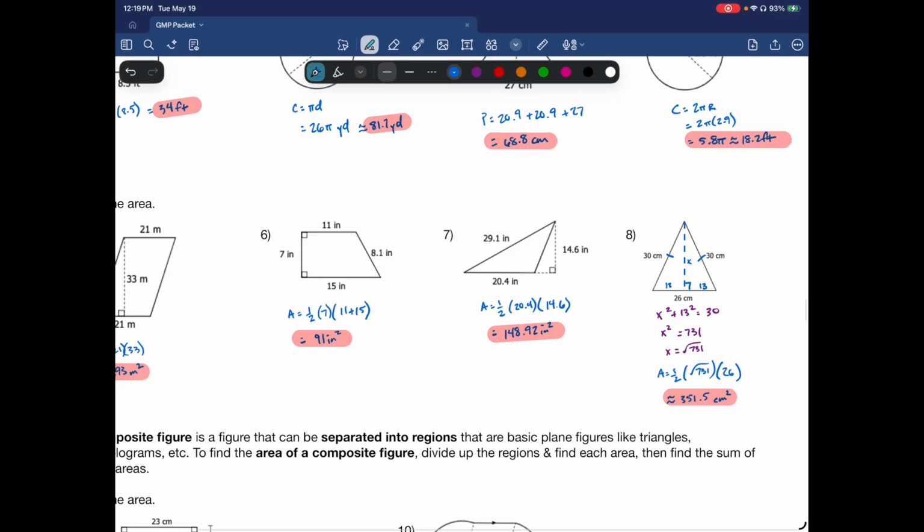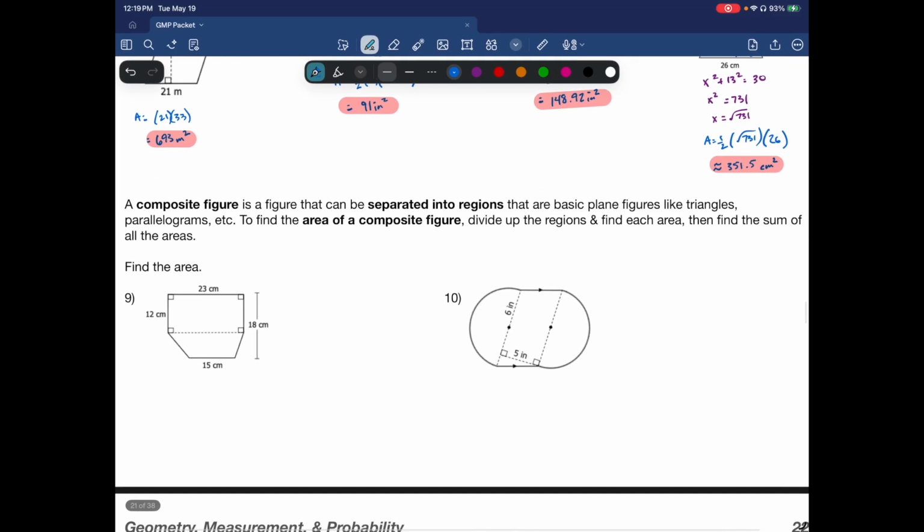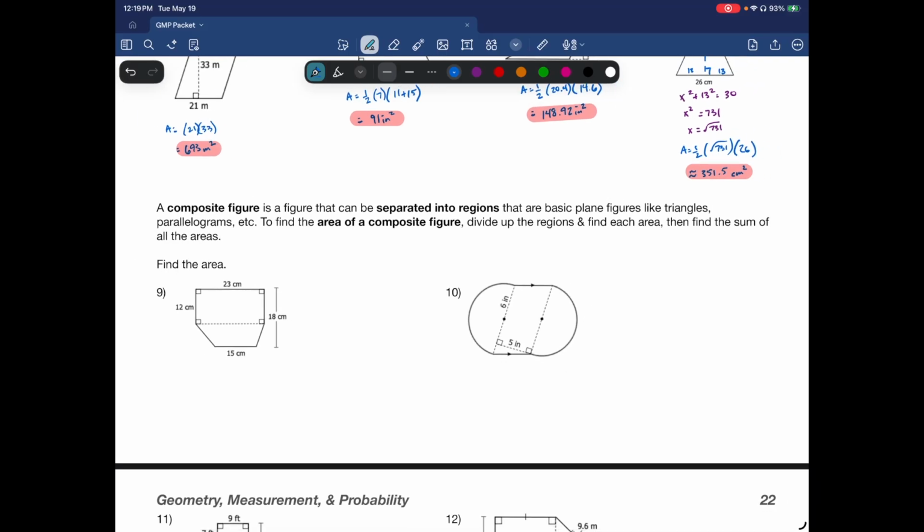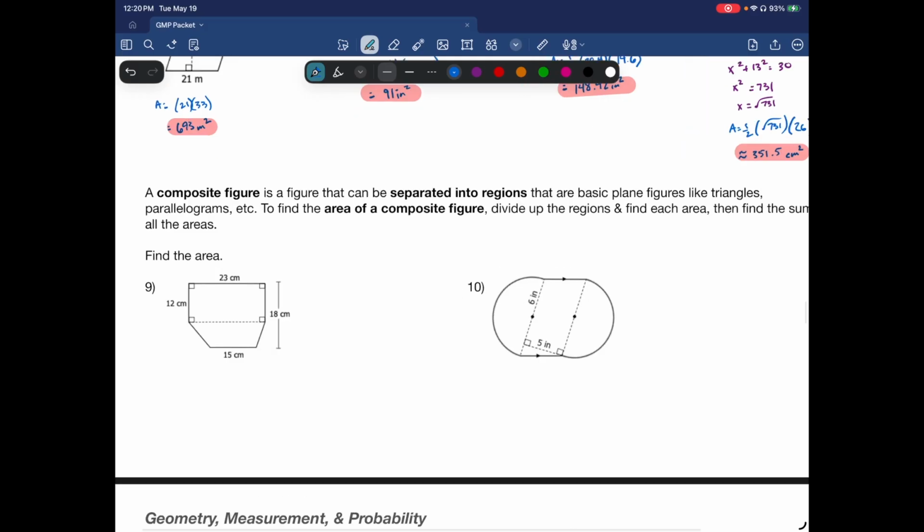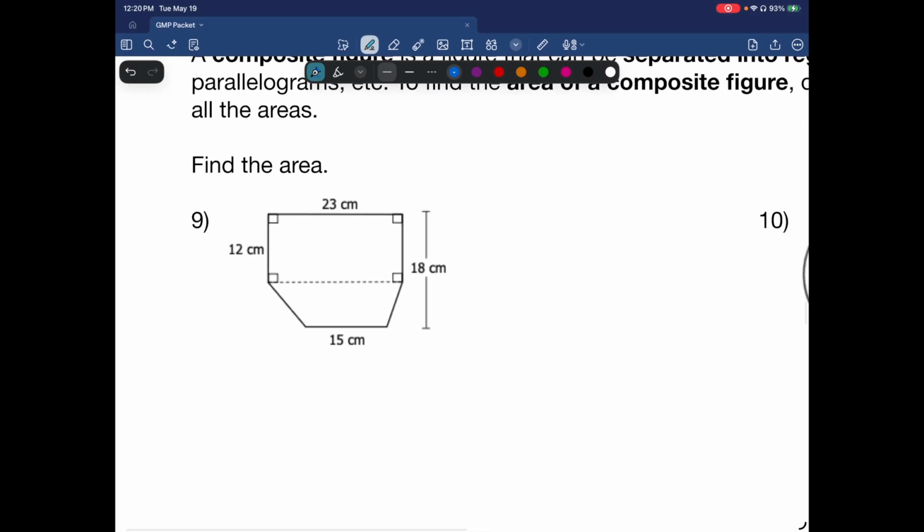All right. Now, you have your basic figures to find area with, but something a little bit more advanced that you'll see regularly is a composite figure. It's a figure that is separated into regions that are basic plane figures like triangles, parallelograms, etc. To find the area of the composite, divide up the regions, find each area, and then find the sum of all the areas. Like for number 9 here, I have a rectangle and I have a trapezoid. So I need to find the area of both of those.